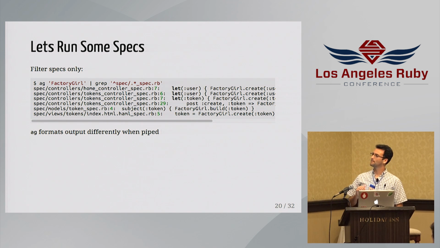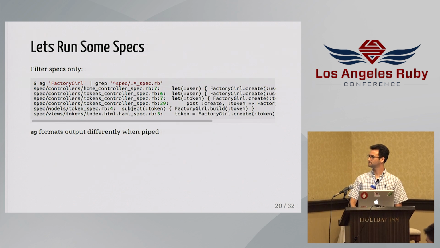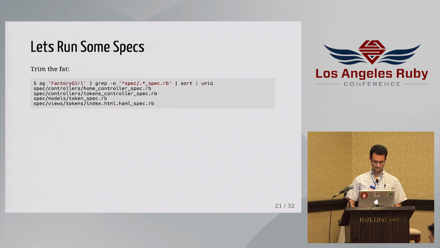So in this case, we're grepping and saying anything that starts with spec and ends with spec.rb, those are the ones that I want, not anything else. The reason we're doing that is because we don't want the factories to be piped into rspec for execution, because they're not really spec files. Okay, so now we have a list of specs. But we still can't execute this.